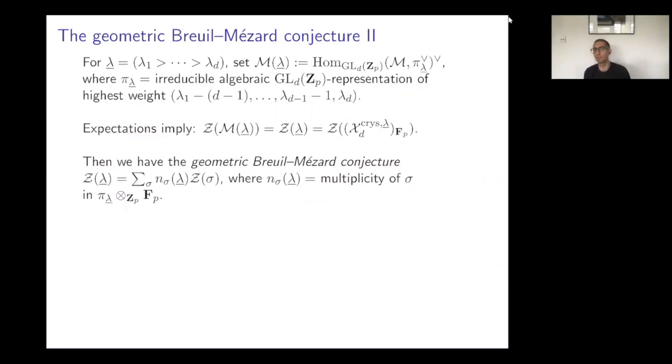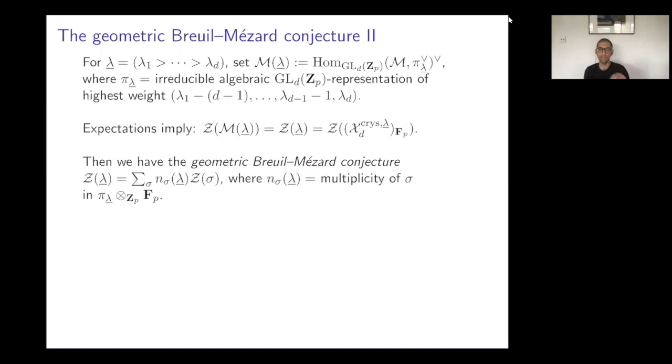And then it's a completely formal consequence of the definitions, just the way that cycles add, that this Z of lambda, because it's equal to Z of this sheaf M of lambda, and then I'm decomposing the pi of lambda into these sigmas, I get that Z of lambda is just given as a formal sum over these cycles Z sigma that we've determined on the previous slide, and the multiplicities are the multiplicities with which the Serre weights occur in these representations. So this is a restatement of the original conjecture of Breuer-Mézard.